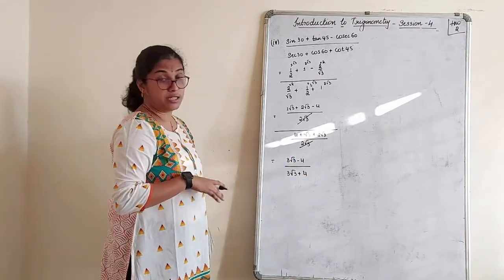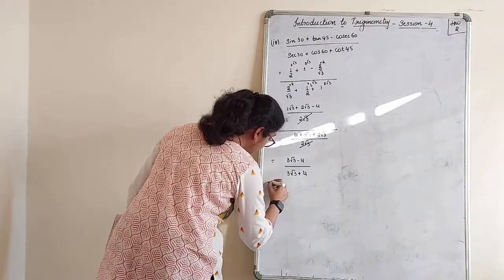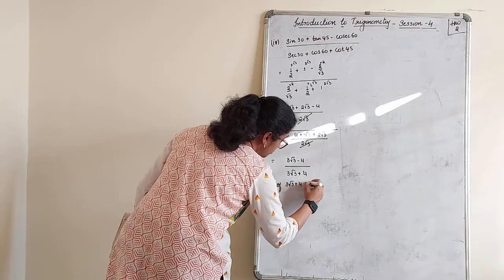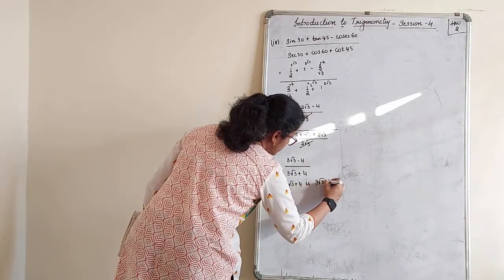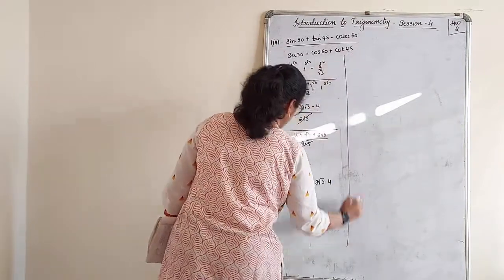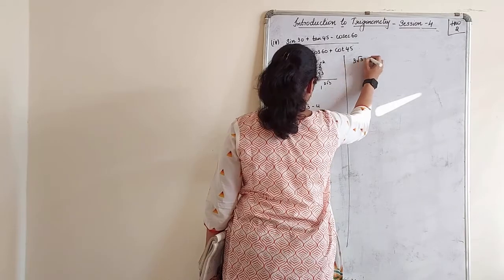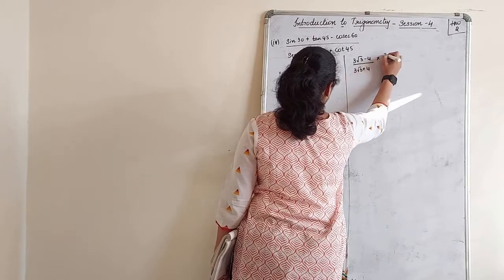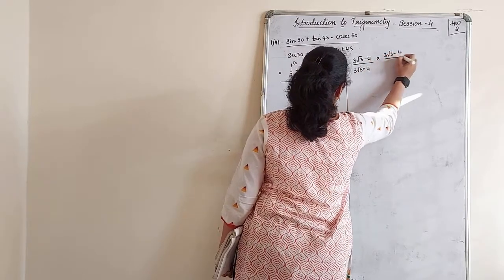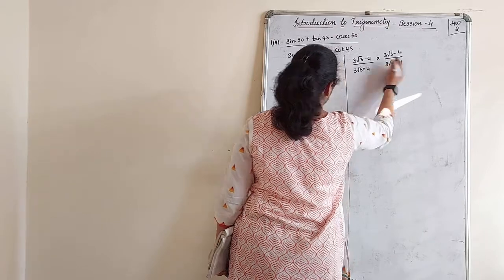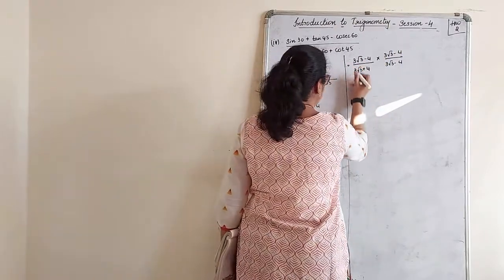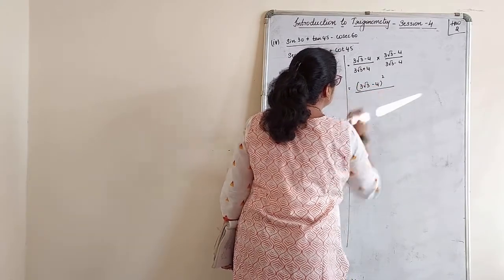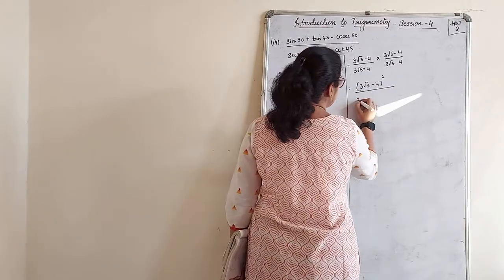Right? But this is not your answer. You have to rationalize it. The rationalizing factor of 3 root 3 plus 4 is 3 root 3 minus 4. So 3 root 3 minus 4 divided by 3 root 3 plus 4, into 3 root 3 minus 4 upon 3 root 3 minus 4. Numerator is a minus b whole square, 3 root 3 minus 4 whole square, divided by a plus b, a minus b.